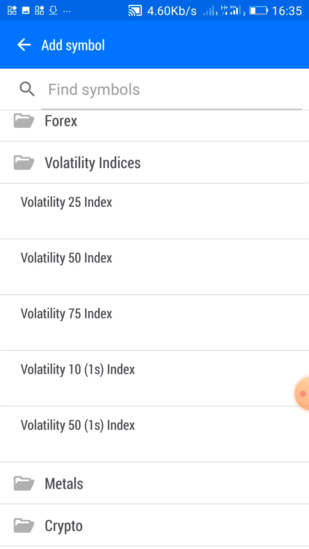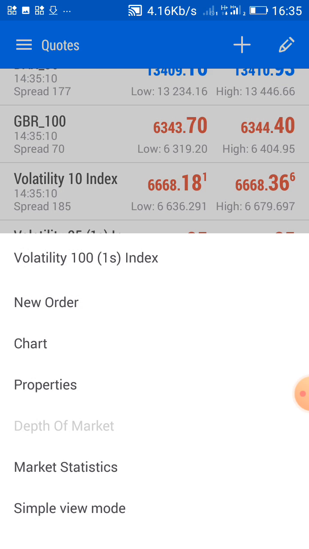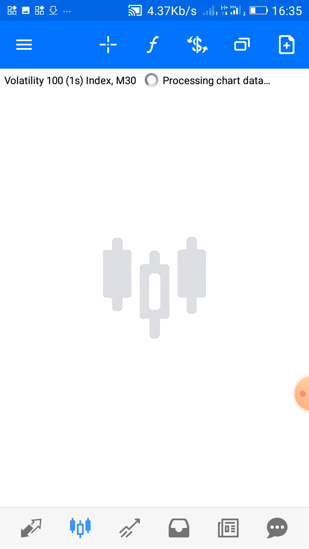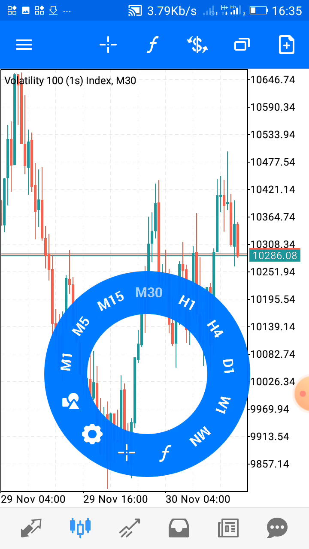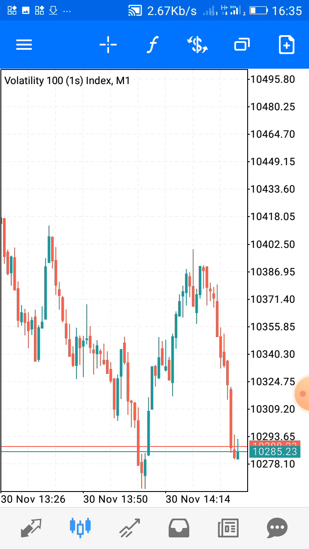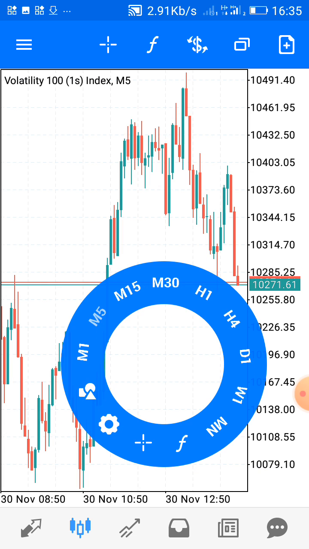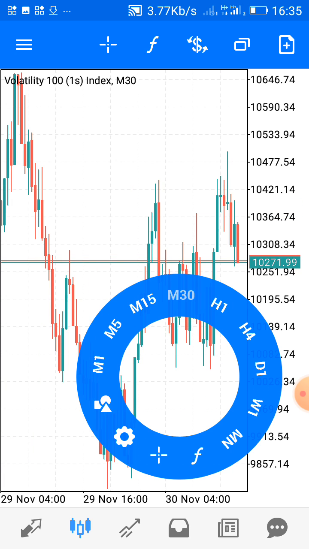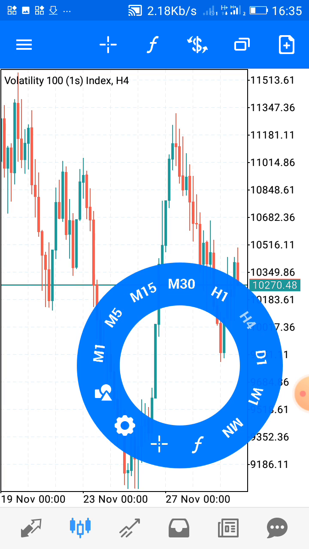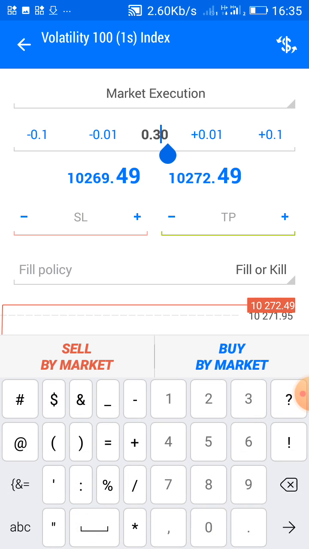Volatility 75, yes. And then I want to use volatility 100 1S. So for this scalping strategy, what you're supposed to do is you must vary your time frames. You can begin from 1 minute, 5 minutes, then you can see a sell. 15 minutes, you can see a sell. 30 minutes, we can see a sell. 4 hours, we can see a sell. And then you can move back to 15 minutes. Then you can quickly place a trade.